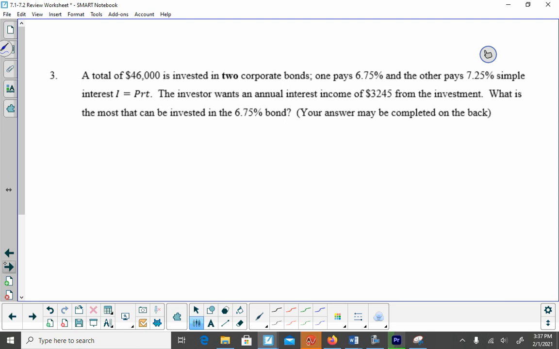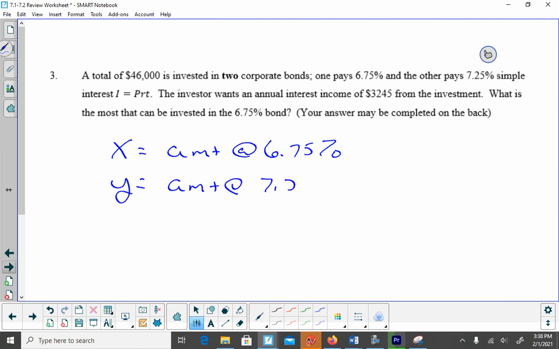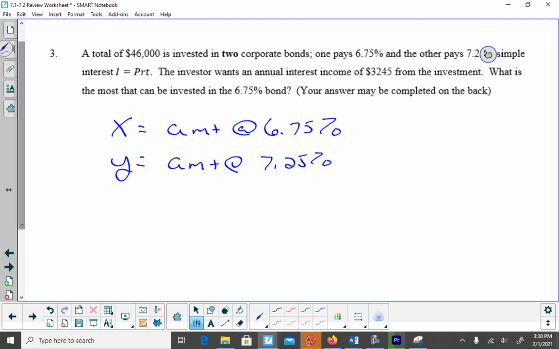So I have to have two equations because I'm going to have two unknowns. Let's say x is equal to the amount at 6.75%, and y is the amount of money that I have invested at 7.25%. So I'm going to have two equations. One's just going to deal with the amount of money that I have. So I have x dollars in one account and y dollars in another account, and together they add up to my total, which is $46,000.